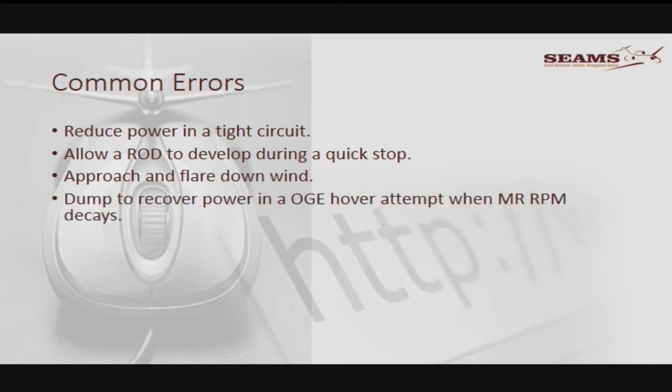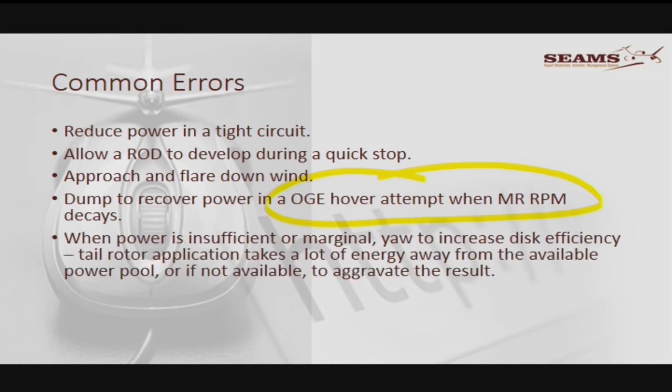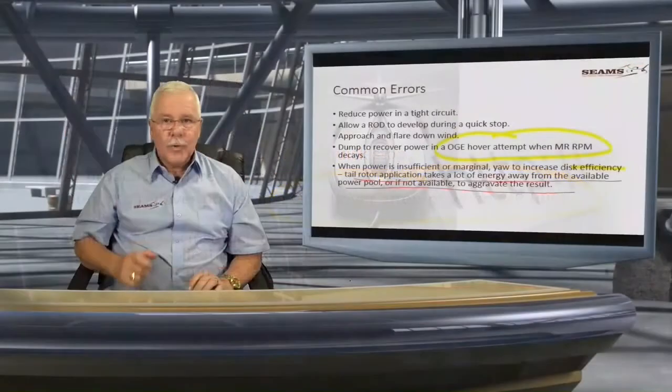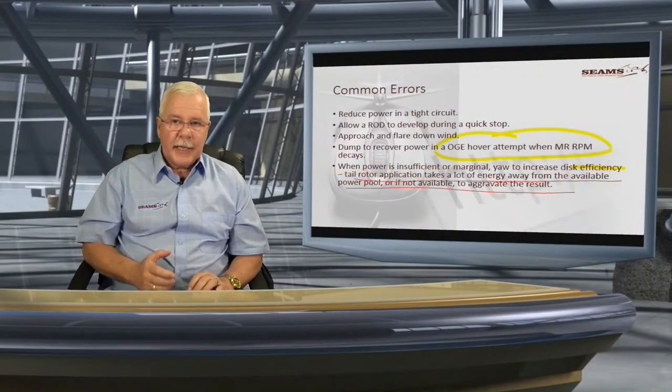Dump to recover power and out of ground effect when the main rotor RPM decays. Dumping is the problem when power is limited and marginal. Yaw to increase disk efficiency. Listen to this. Wait, let me get a red pen there. Tail rotor application takes the energy away from the available power. The pool of power is deteriorated by excessive use of tail rotor.